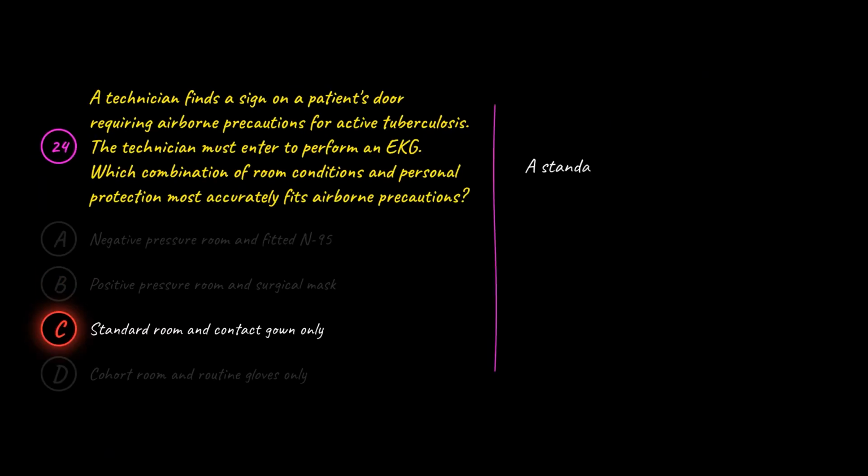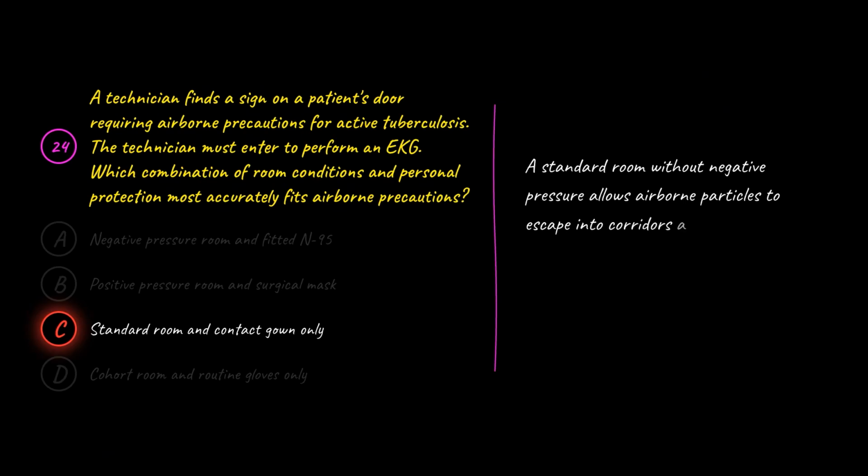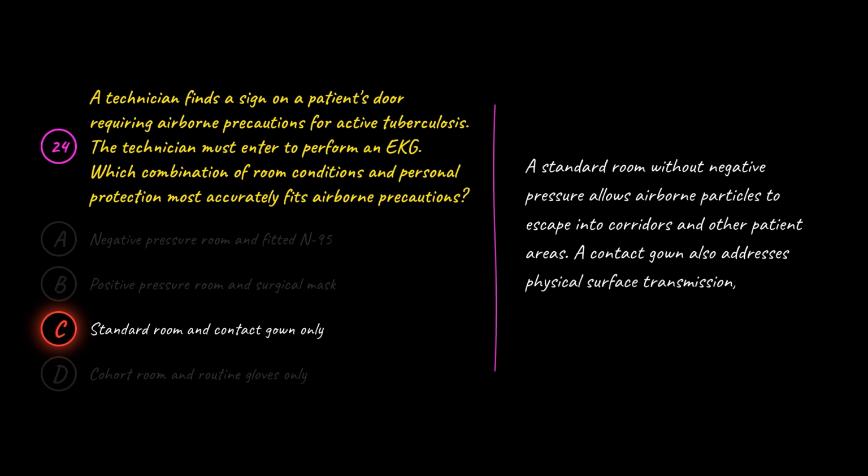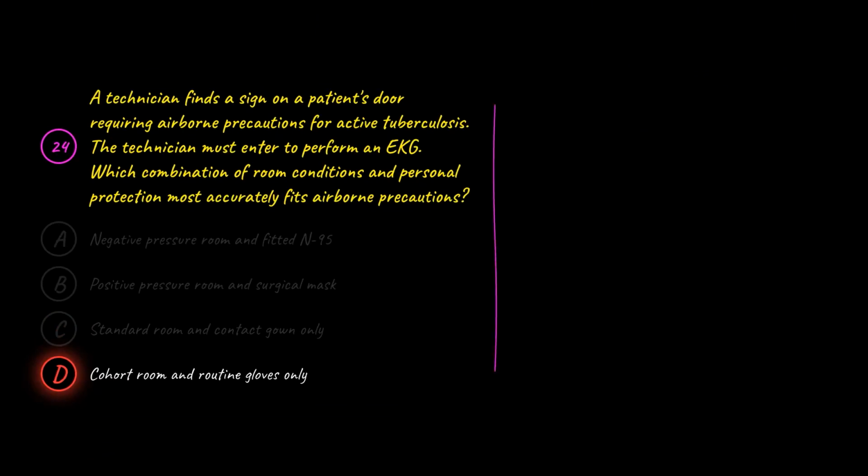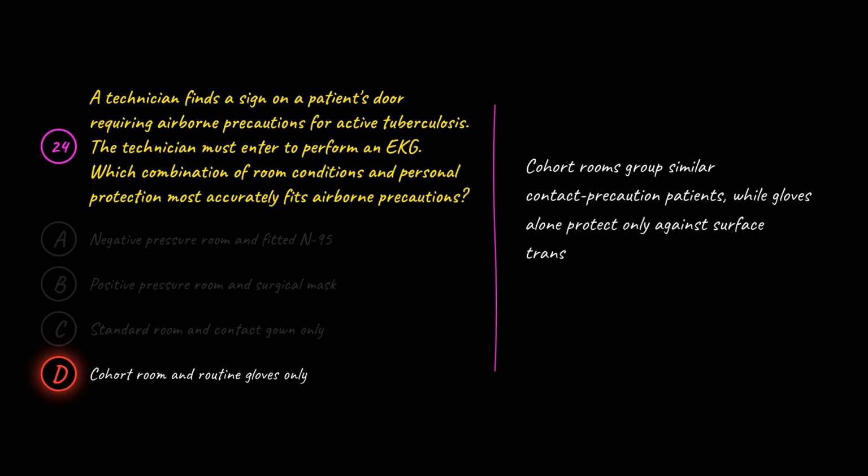C is wrong because a standard room without negative pressure allows airborne particles to escape into corridors and other patient areas. A contact gown also addresses physical surface transmission, not the inhalation pathway tuberculosis uses to spread between people. D is wrong because cohort rooms group similar contact precaution patients, while gloves alone protect only against surface transfer. Neither feature addresses the airborne route that requires negative pressure and an N95 respirator to be controlled effectively.